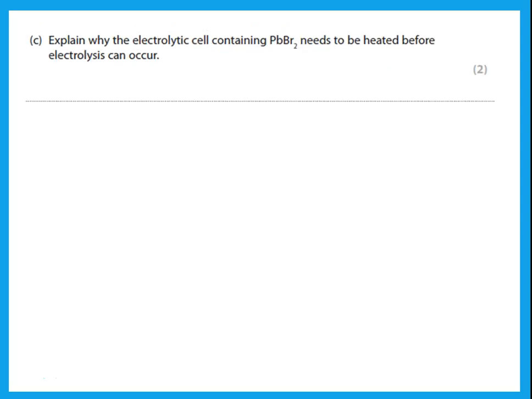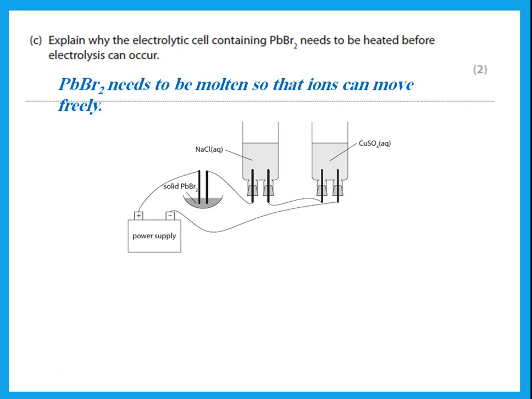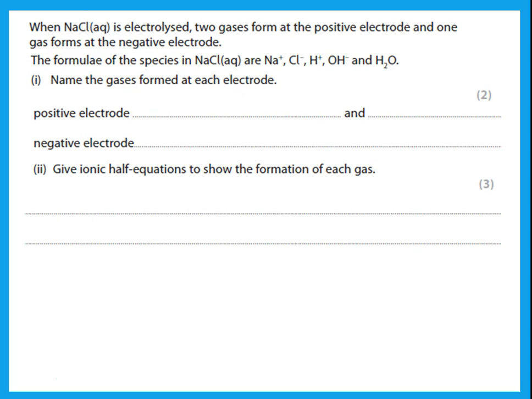Explain why the electrolytic cell containing PbBr2 needs to be heated before electrolysis. Remember that lead bromide is an ionic substance. Lead is in group 4, but it's at the bottom of group 4. Group 4 is supposed to be non-metals, but at the bottom of group 4, lead is a metal. So this is metal and non-metal, so lead bromide is actually an ionic compound. Why do we need to heat it before electrolysis? We said the ionic compound needs to be molten so that the ions can move freely. Okay, this is another possible question that you could have.